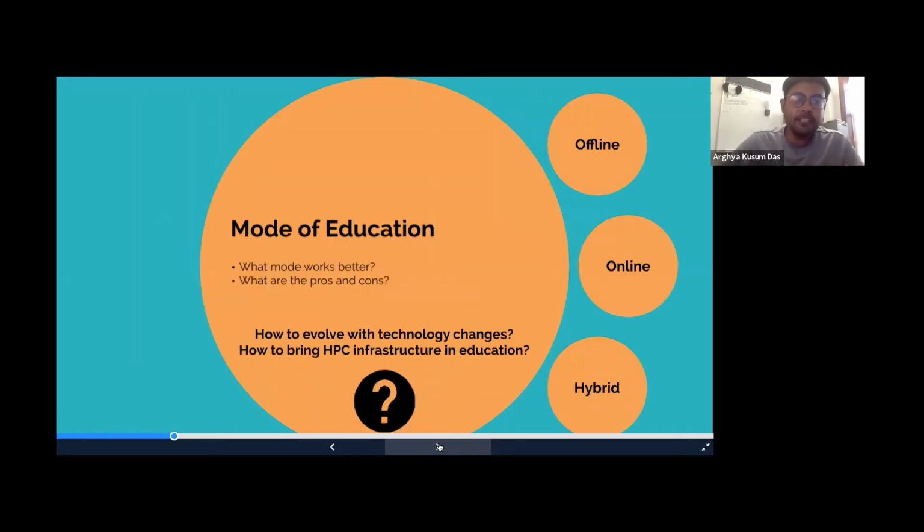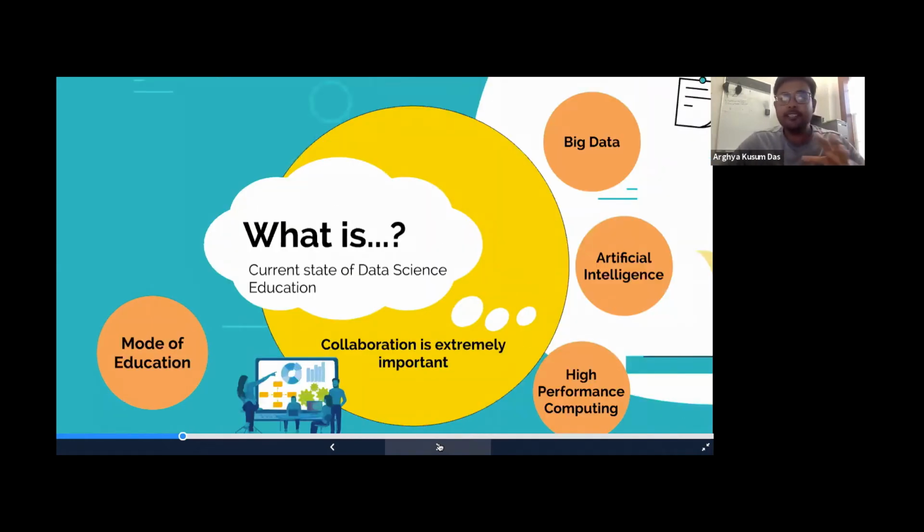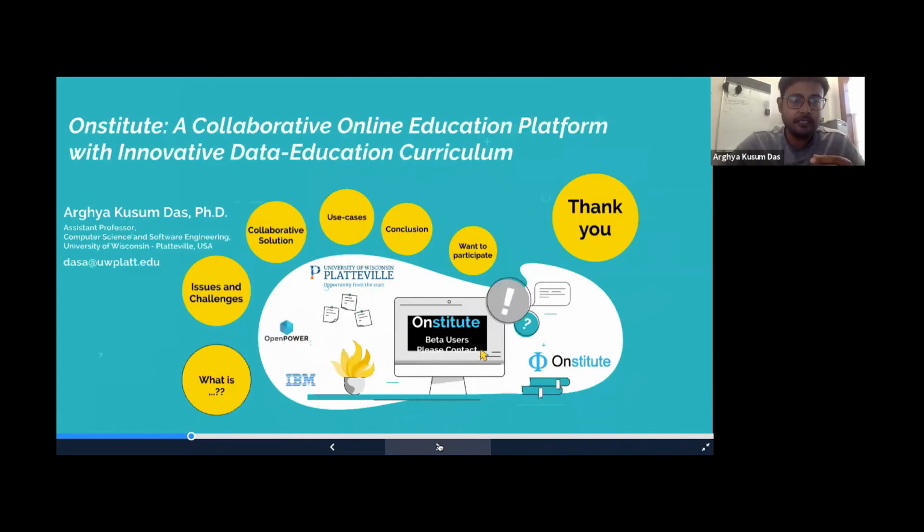So the question is how to evolve and change your educational infrastructure, how to design the course, or rather what is the way out to evolve education with the technology changes, or how to bring the HPC infrastructure into education in a cost effective way. To answer all these things, a collaborative infrastructure, or collaboration, is extremely important. So that's what I am going to discuss here.